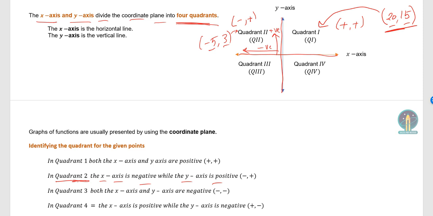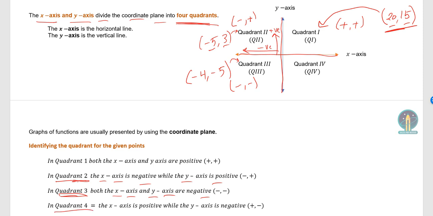In quadrant 3, both the x-axis and the y-axis are negative, right? So if I gave you 2 numbers that were both negative, you know they would belong to quadrant 3. If I gave you -4 and -5, you know that this point is going to have to be in quadrant 3.